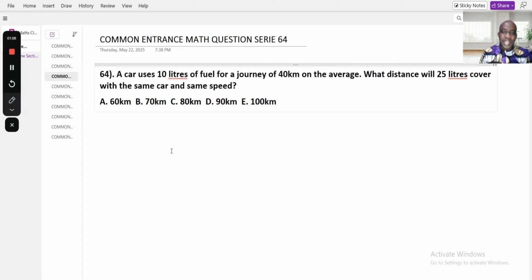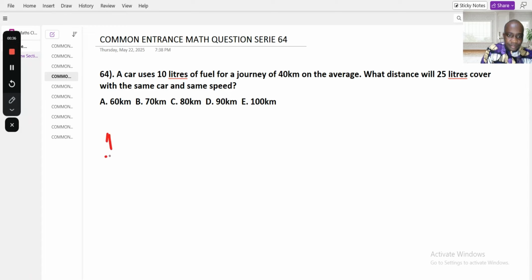A car used 10 liters of fuel for a journey of 40 kilometers on the average. What distance will 25 liters cover with the same car and same speed? What we are going to calculate here is how many kilometers 1 liter of fuel is going to cover. When you put 1 liter of fuel in a car, how many kilometers is it going to move before it stops? To get that, let's calculate it.